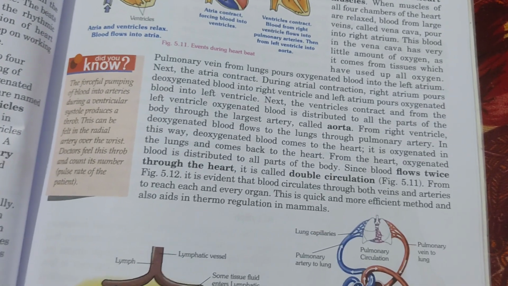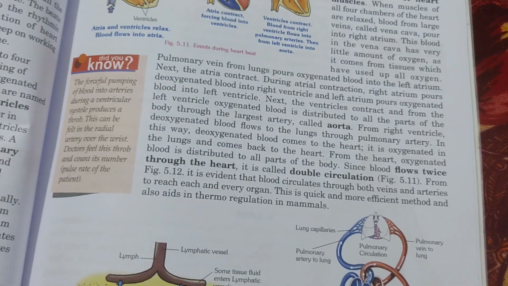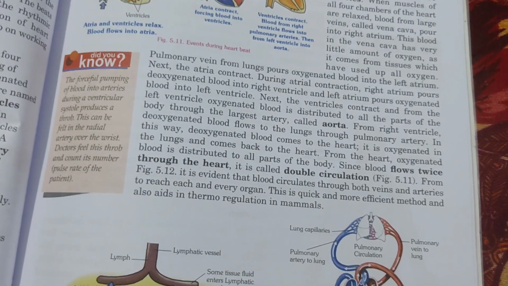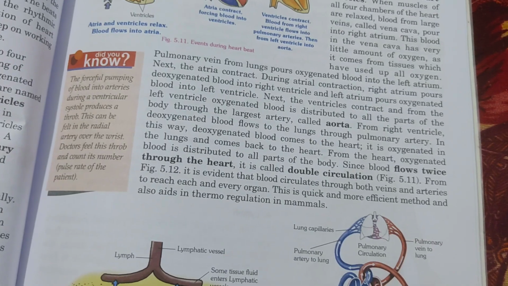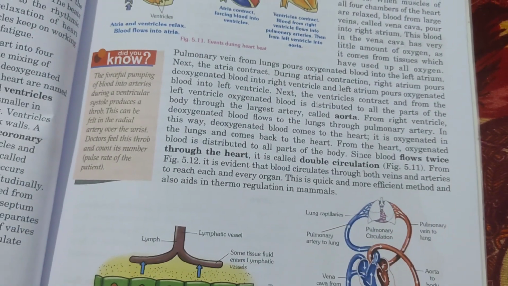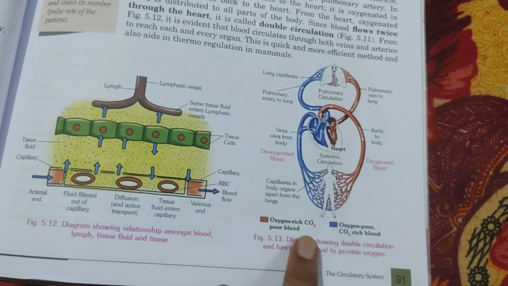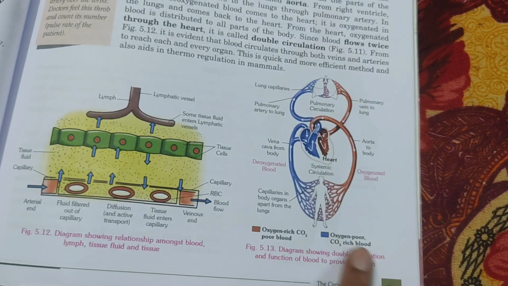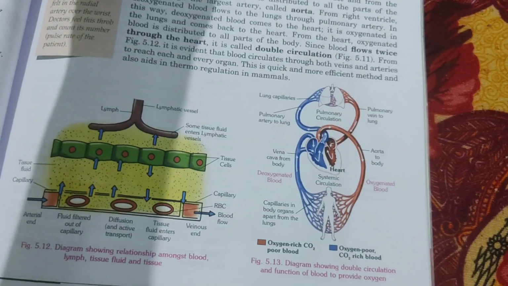So it is evident that blood circulates through both veins and arteries to reach each and every organ. It is a very efficient method for thermoregulation in mammals, meaning body temperature is maintained correctly in mammals because of this double circulation. Here we can see oxygen-rich, carbon dioxide-poor blood, and oxygen-poor, carbon dioxide-rich blood. This is carried out two times.